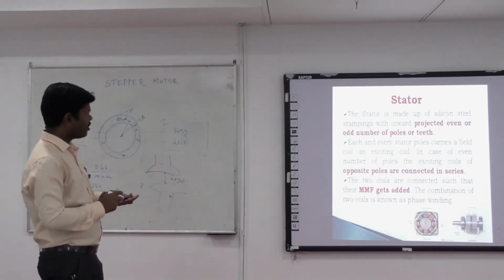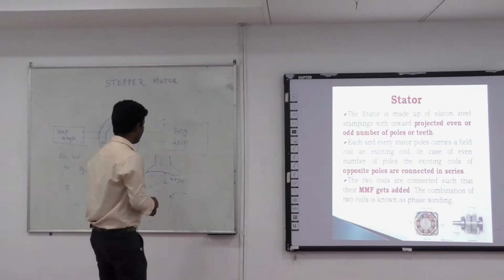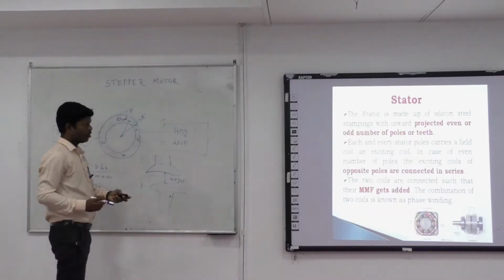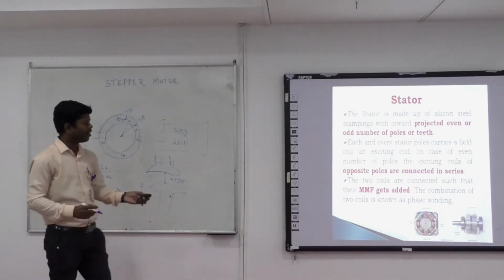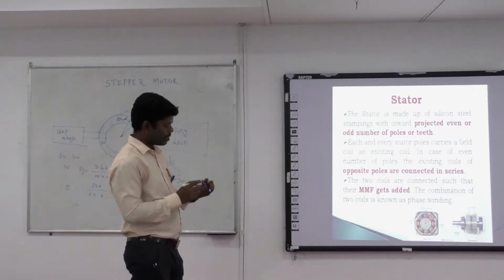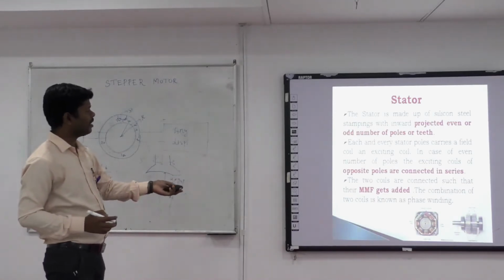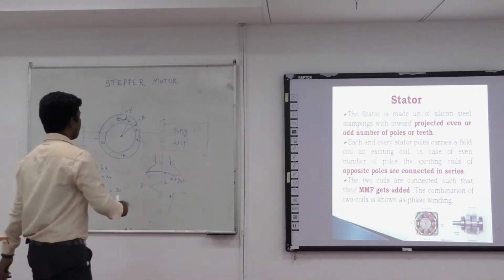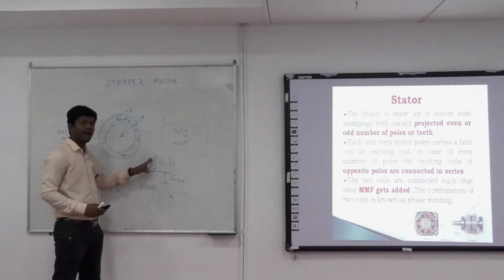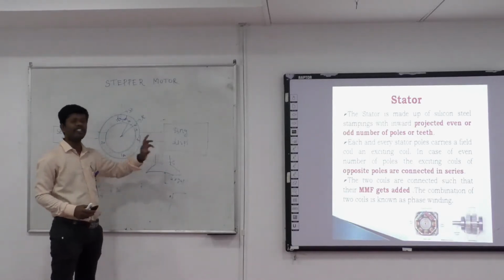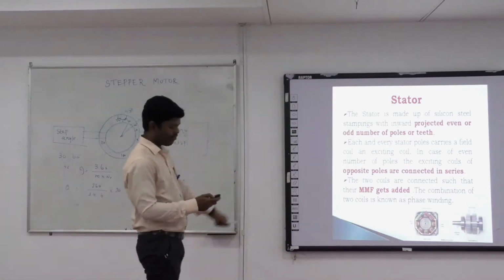Then see, each and every stator pole carries a field coil. Each and every pole has a field coil. The coil is wound on this stator. It's called a field winding. Each and every stator pole carries a field winding and excitation. In case of an even number of poles, opposite poles are connected in series. All poles are connected in series. In between we apply the field coil, we give some power supply to this stator coil. It will generate the magnetic flux, so magnetomotive force will be added. A combination of two coils is in phase in the same winding.